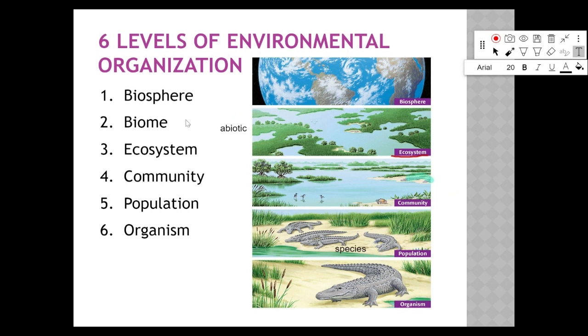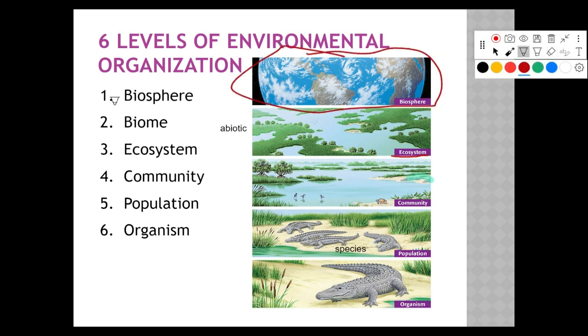And then a biome, y'all, as you can see right here, is just a larger piece of area. Some biomes include deserts and rainforests and tundra and things like that. And then up here, you see the biosphere and the picture of the Earth. Whenever you see the word bio, remember, bio means living. And when you see the word sphere, sphere just means like a ball, shaped like a ball. So, biosphere is basically all the living things on Earth.